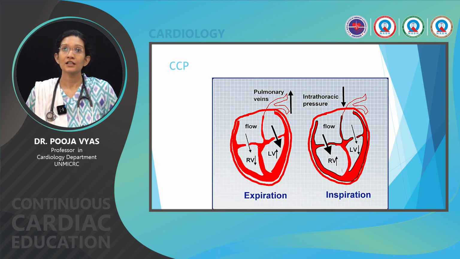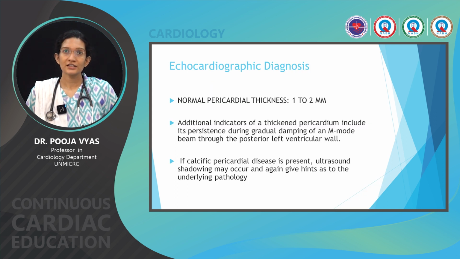So in constrictive pericarditis, during inspiration there will be decreased transmitral gradient, so there will be decreased LV filling, but there will be increased flow across the tricuspid valve, and there will be more RV filling during inspiration, and the opposite will happen during expiration. Constrictive pericarditis.